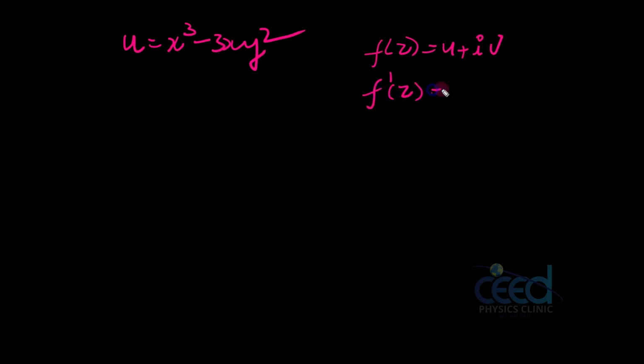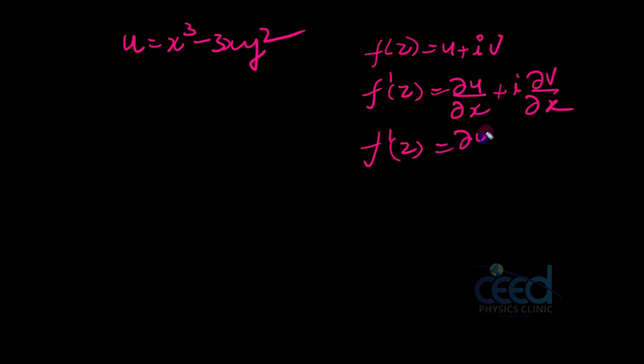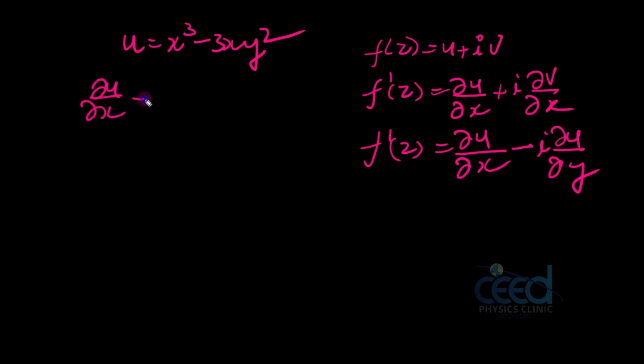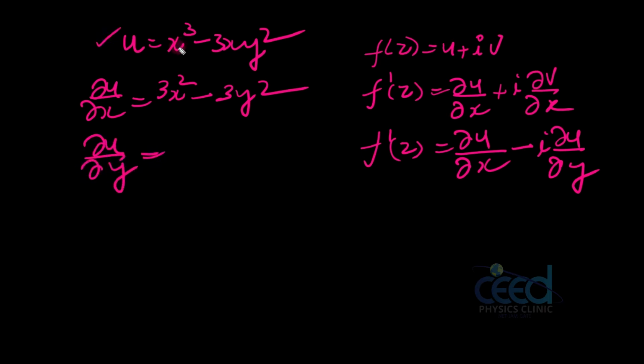What is f dash z? That is equal to dou u by dou x plus i dou v by dou x. Now by the Cauchy-Riemann condition we can convert dou v by dou x to minus dou u by dou y. Dou u by dou x is equal to 3x square minus 3y square. What is dou u by dou y? With respect to y, the first term will be 0, and y square on differentiating gives 2y, with 3x a constant, so minus 6xy.